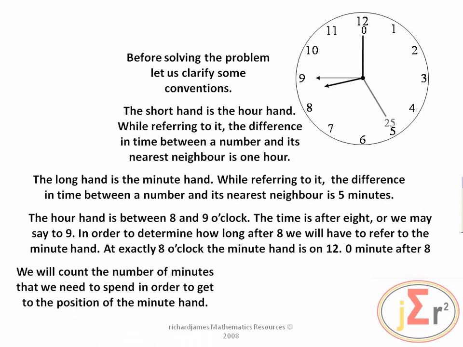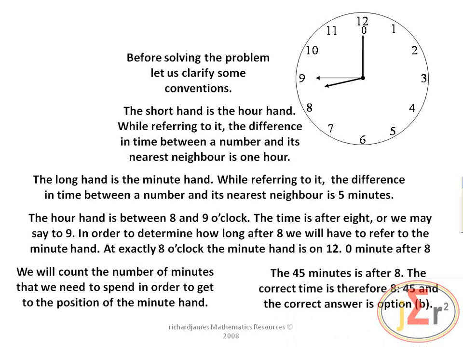5, 10, 15, 20, 25, 30, 35, 40, 45. Right. So Jerry and I were counting in unison to arrive at the correct number of minutes. So the correct number of minutes, what again, Jerry? Let's count it again. 5, 10, 15, 20, 25, 30, 35, 40. Right. Good, 45. The 45 minutes is after 8. The correct time is therefore 8:45, and the correct answer is option B.